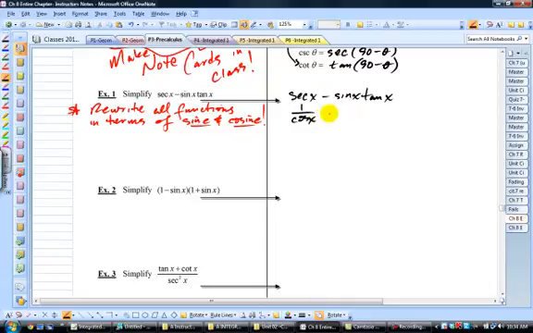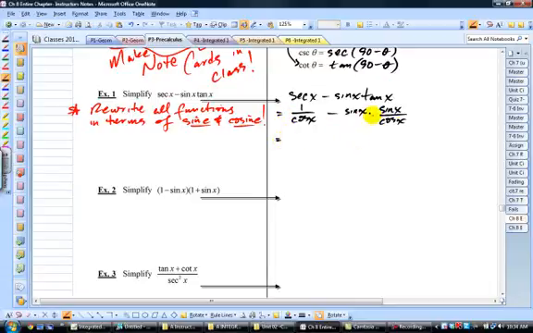We also know that tangent x is sine over cosine. So I've got sine x here times sine x divided by cosine x. I just go ahead and replace it with what it's equal to in terms of sine and cosine. These are equal.